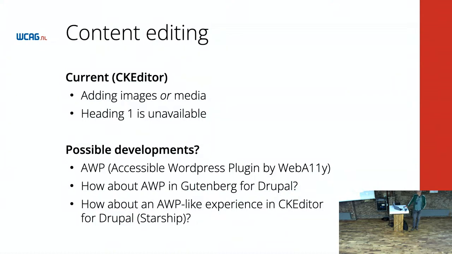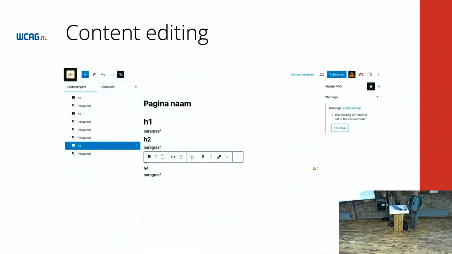So, possible developments. Well, I talked about Gutenberg before. This is Gutenberg, it's the standard for WordPress. For instance, there's a heading level 4, which is not correct, because we have an H1, an H2, and then an H4. And then on the right, you will see a warning about the heading structure. So while editing, you will get help on accessibility issues.